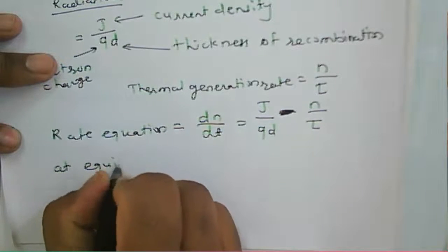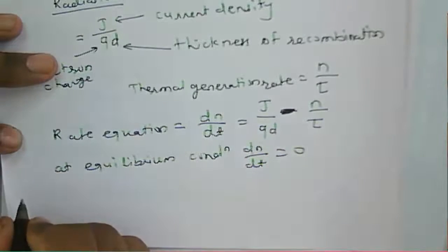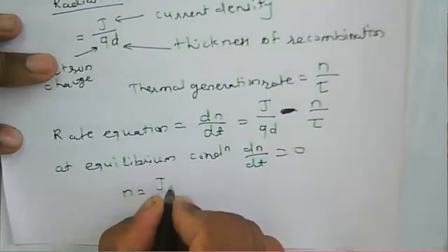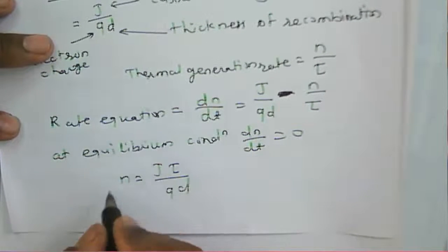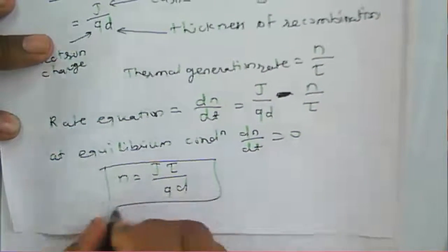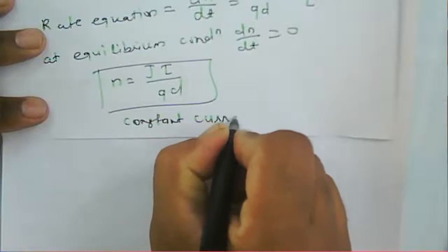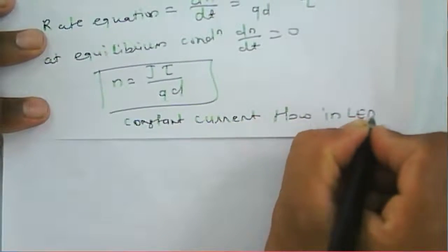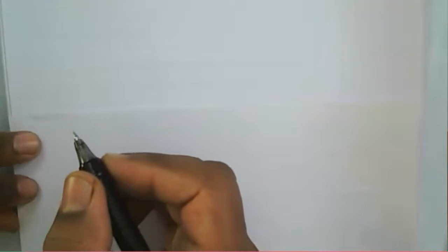So at equilibrium condition, dn by dt is equal to 0. Then we get n equal to J tau by QD. This relation gives the steady state electron density in this active region, and that will generate a constant current flow through the LED. From this we can calculate the internal quantum efficiency and the external quantum efficiency, and through that we can find out the LED power.